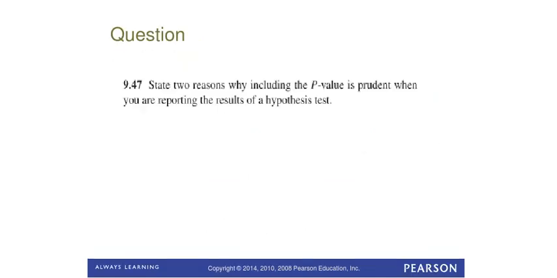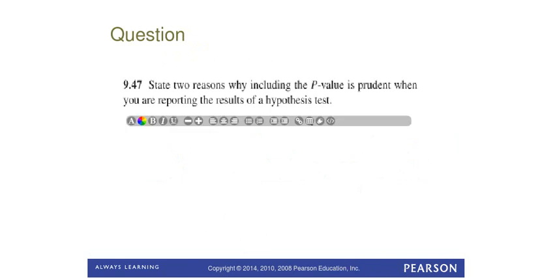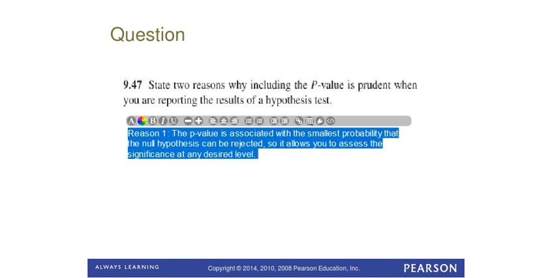Now, let's say we're interested real quickly in asking the question, what are the two reasons why the p-value is prudent to use when you're reporting the results of your hypothesis test? Well, let's look at one reason at least. One reason is that the p-value is associated with the smallest probability of the null hypothesis that can be rejected. So it allows you to assess the significance level at any desired level that we want.